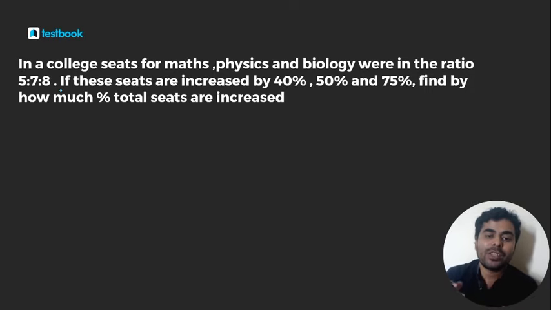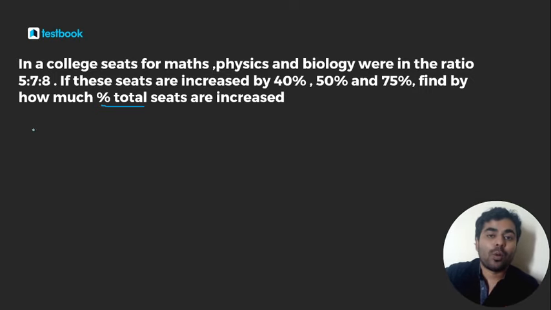If these seats are increased by 40%, 50% and 75%, next year these seats got increased by 40%, 50% and 75%. Find by how much percent total seats are increased. Now you have to tell how much total percent seats are increased. You can see here that the question is asking about the total, and when there is a total and overall, the mixture comes into role, right? And here we can also use the mixture and allegation method, right?